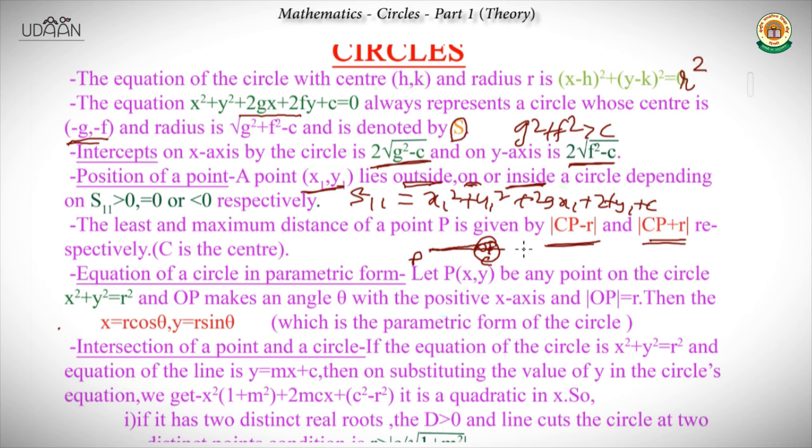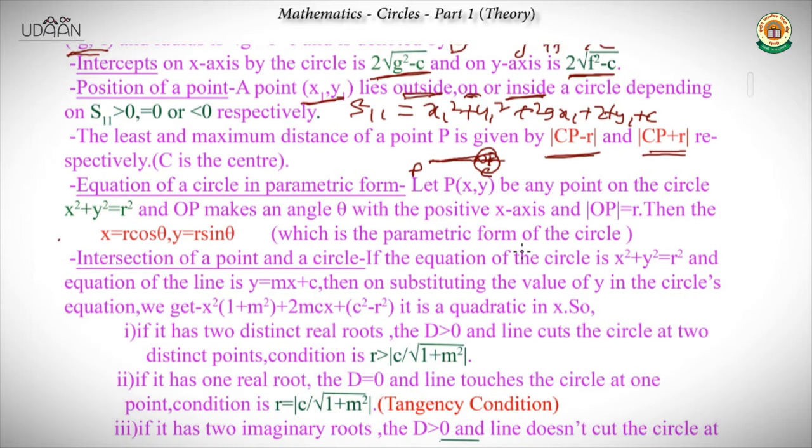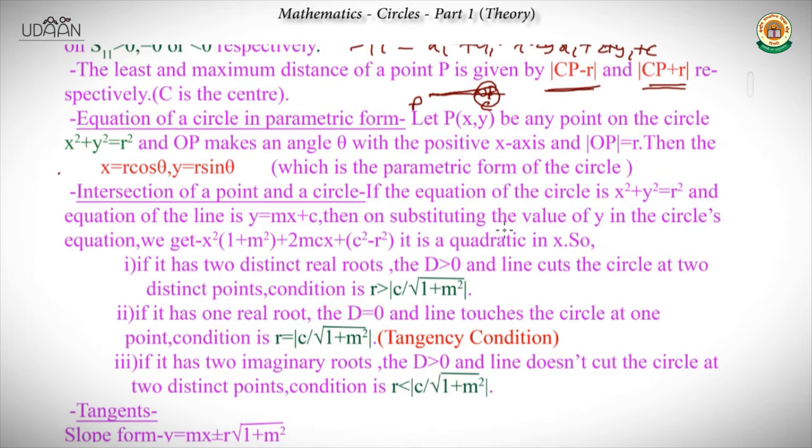Now the equation of circle in parametric form. Let us assume a point P(x, y), any point on the circle. x square plus y square equals r square. Now we are taking another circle equation whose center is (0, 0) and radius is r. This is actually the standard equation of circle. And OP makes an angle theta with the positive x-axis. Let us assume modulus of OP equals r.